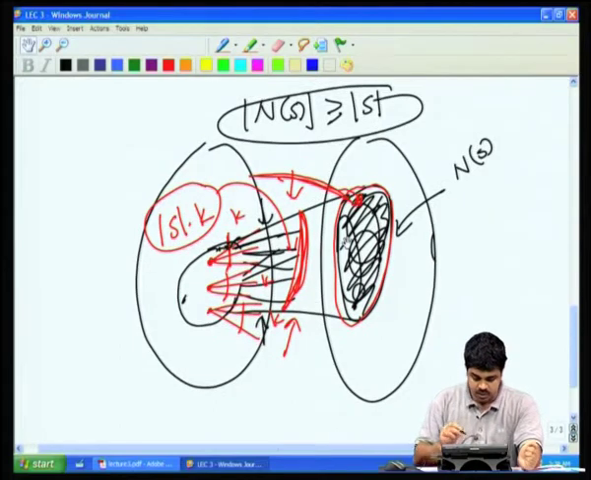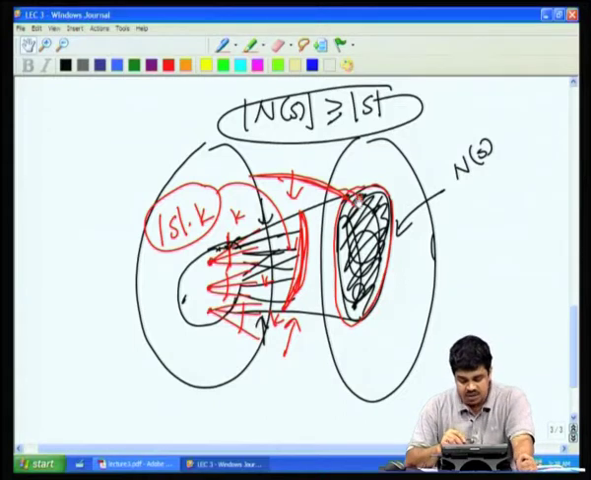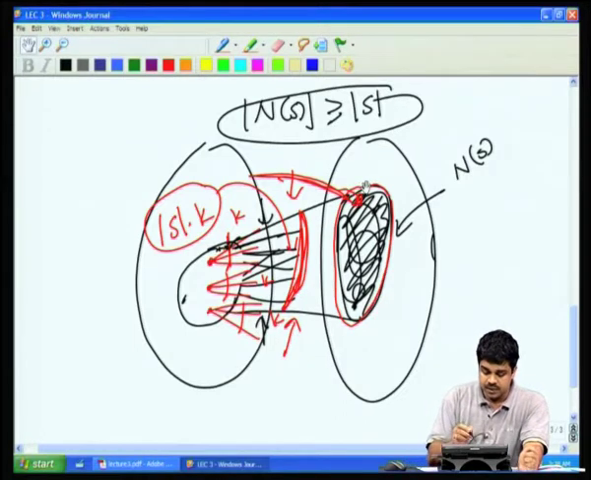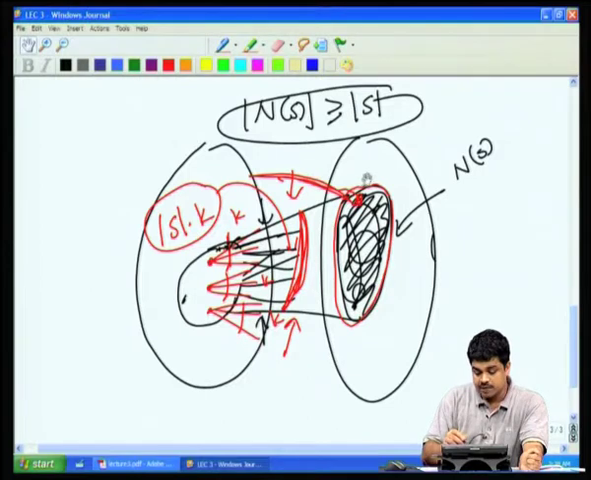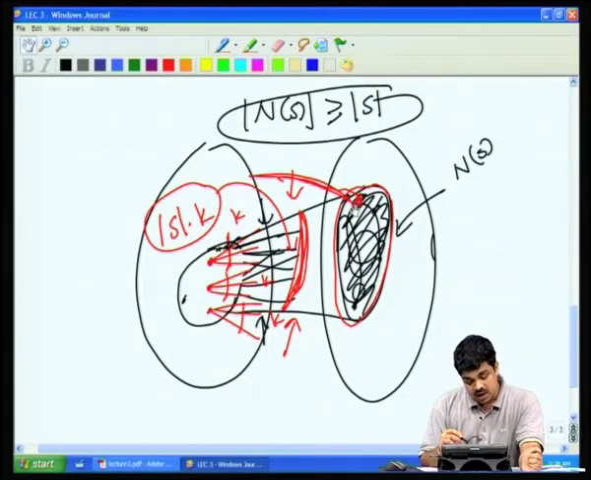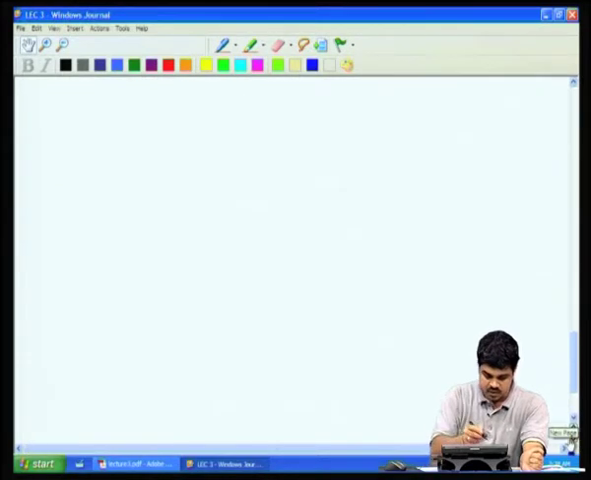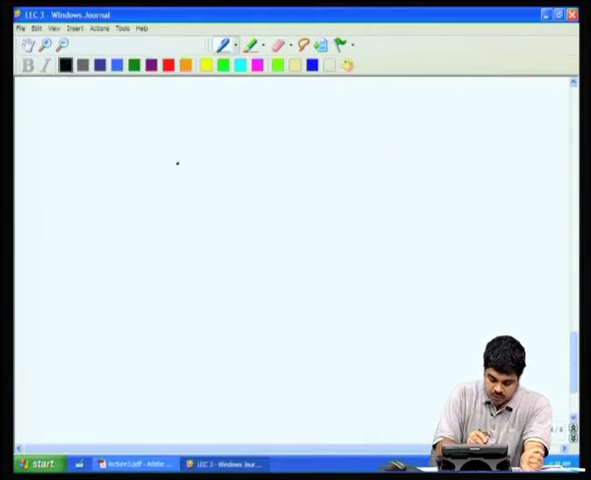Subset has to reach here. So, that is this thing. But then how many edges can reach here? You know that because there are only cardinality of N of S number of vertices here, and each vertex can accept, meaning at most k edges can come into it, right. So we know that only k times N of S edges can get into it.